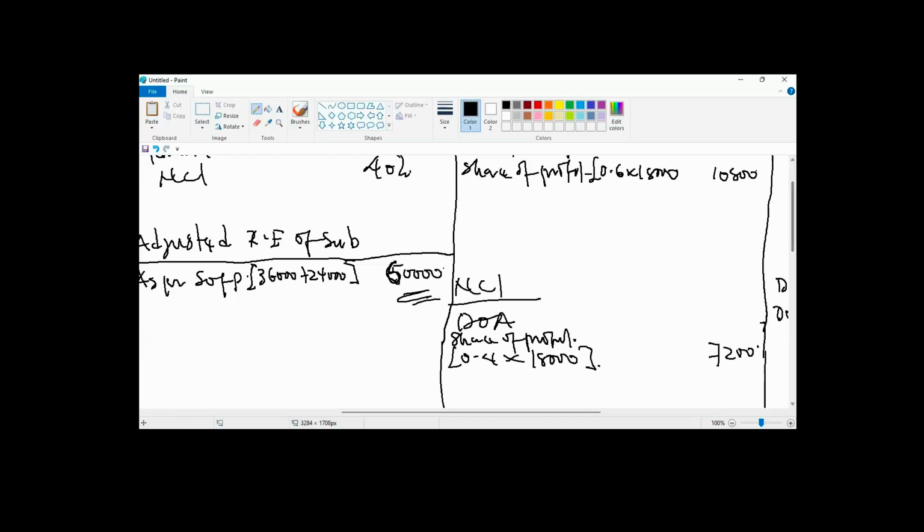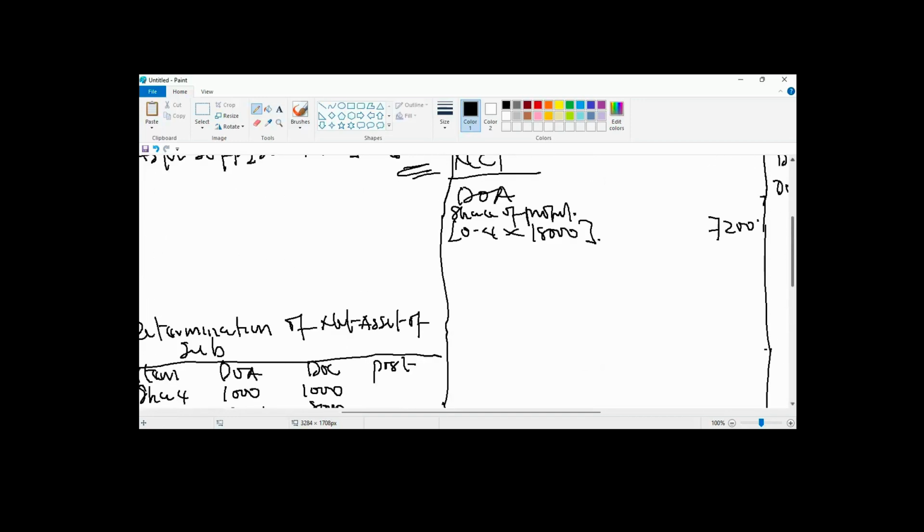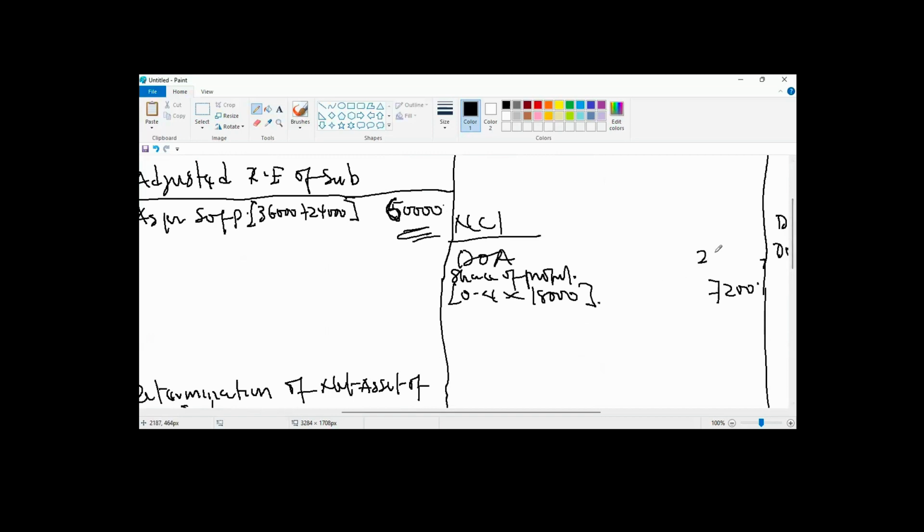NCR at the date of acquisition, which I have got in the second level for the goodwill, is 24,800, plus 7,200, giving 32,000.